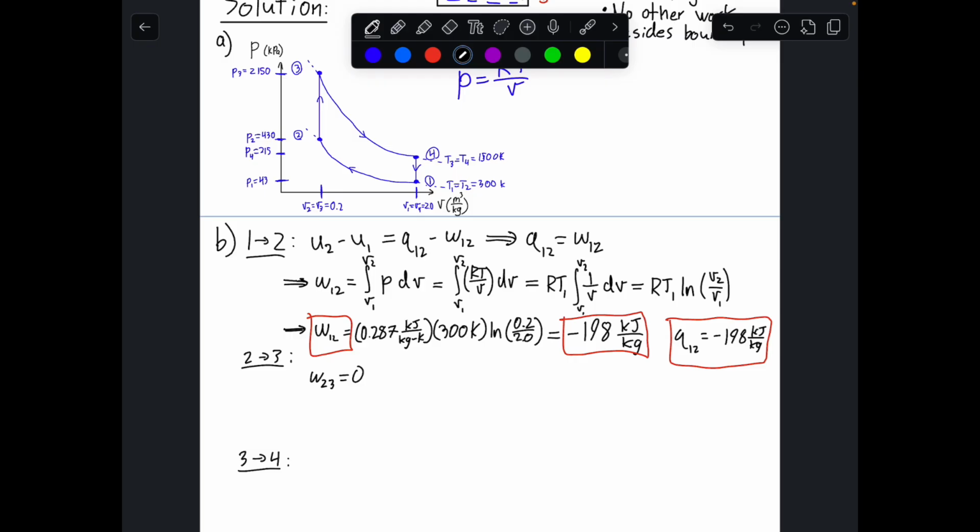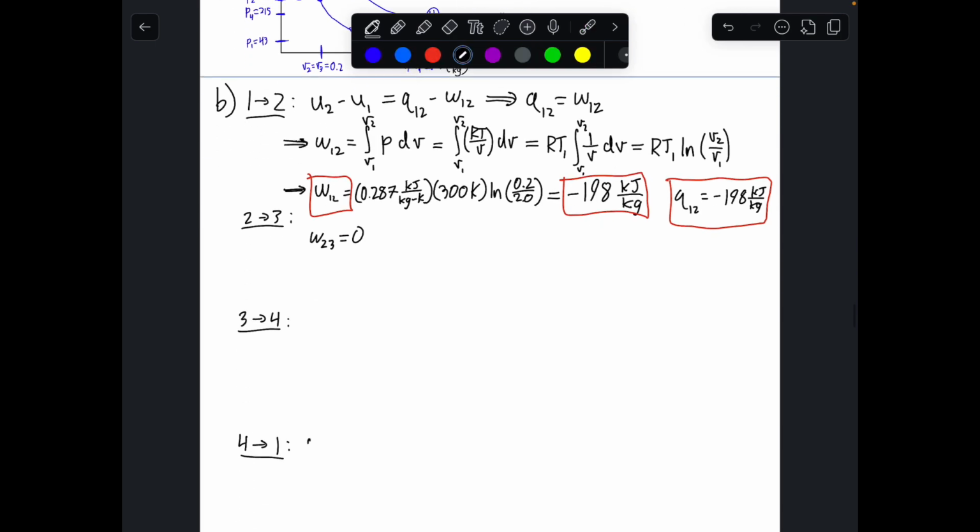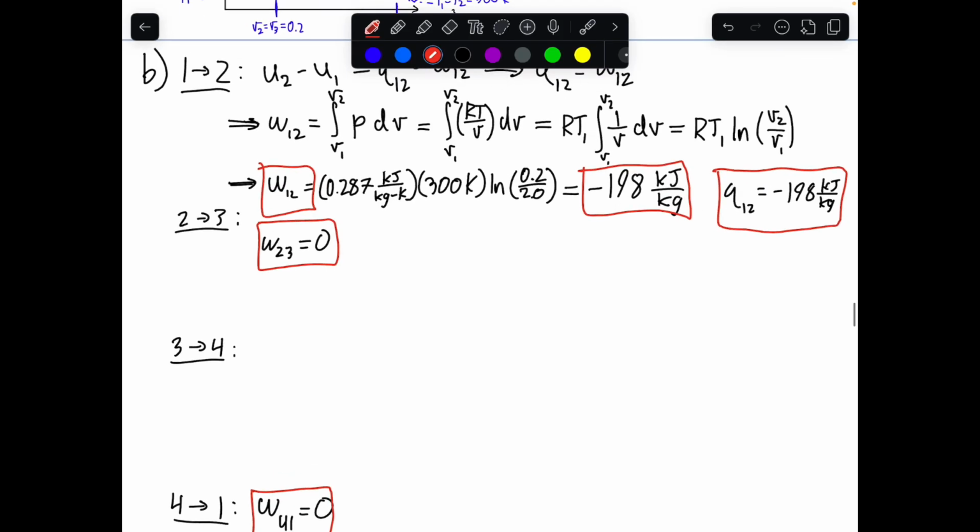And the same thing is true for our process from 4 to 1 because this is also a straight line, so there should be no work there. I'll write that down here as well. Our work from 4 to 1 should be equal to 0. And so those are going to be part of our answer as well.